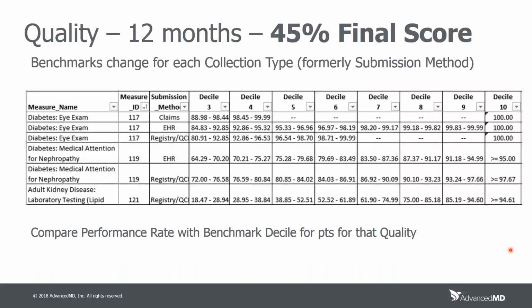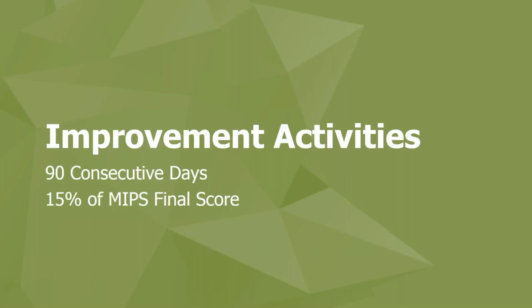And these are made up from your peers as CMS has been doing these. So there are some of the newer quality measures that won't even have benchmarks yet. If you choose one and it doesn't have benchmarks yet, that will be one where you'll get 3 points for that measure. All right, let's talk about improvement activities.